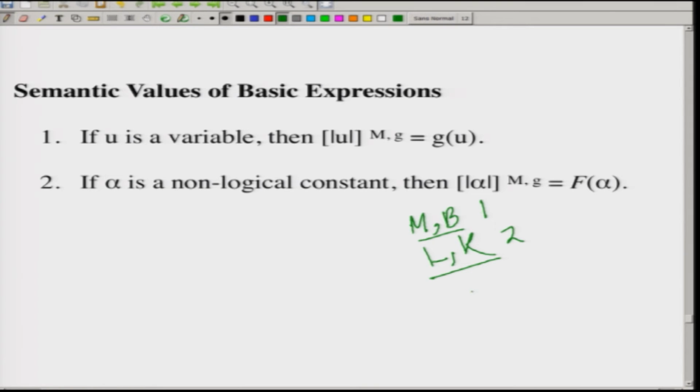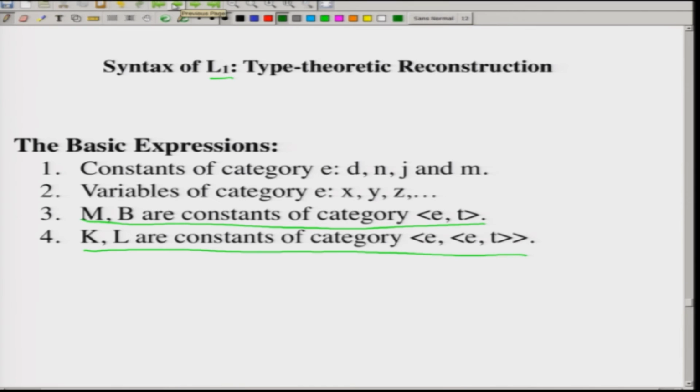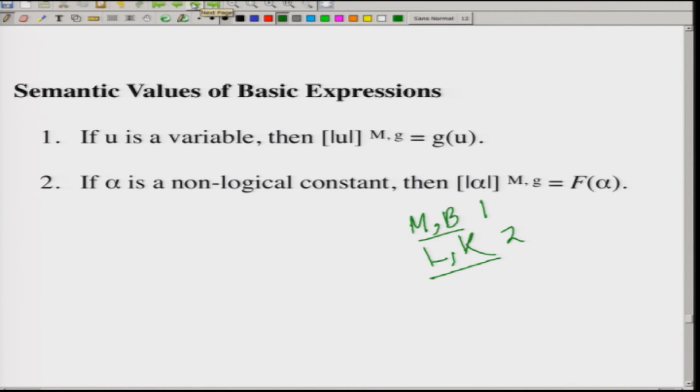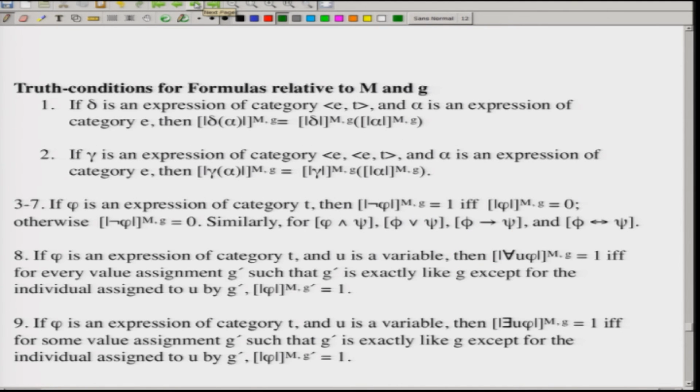Also we have constants of type e, which are d, n, j, m. These are all non-logical constants. So m, b, k, l, d, n, j, m: these are our non-logical constants, and their values are fixed by the function f. So these two main functions we have. Now we look at the semantics of it.